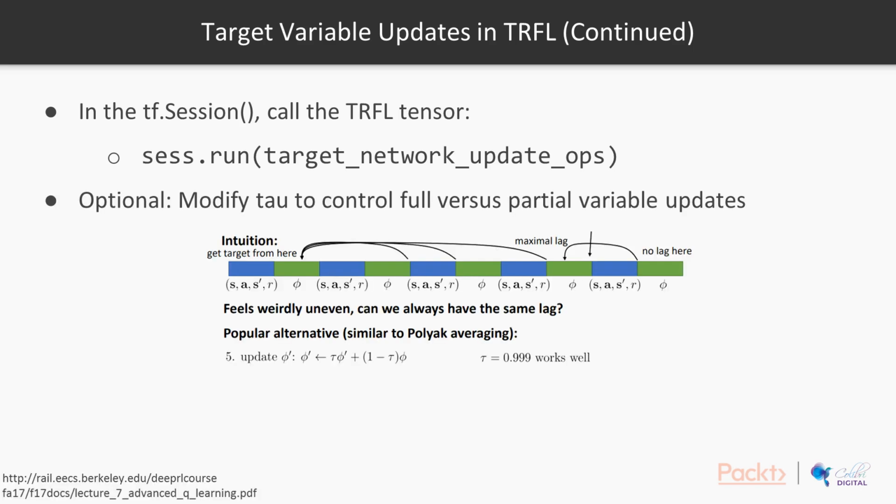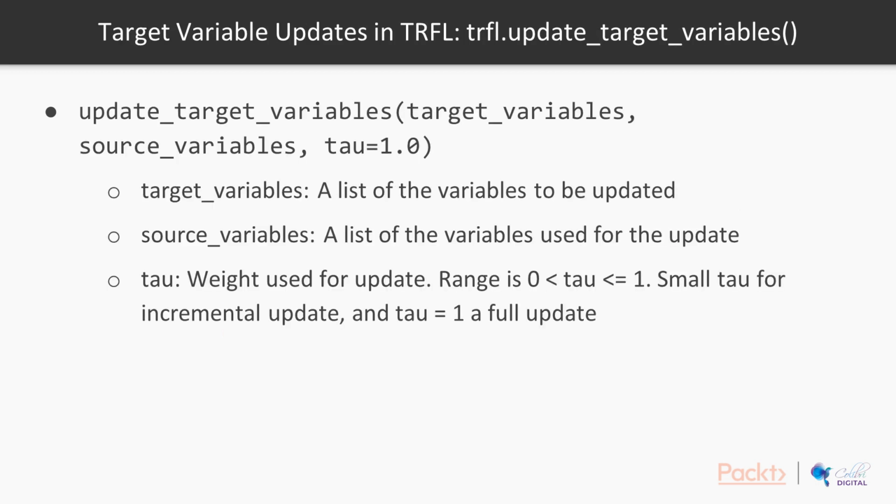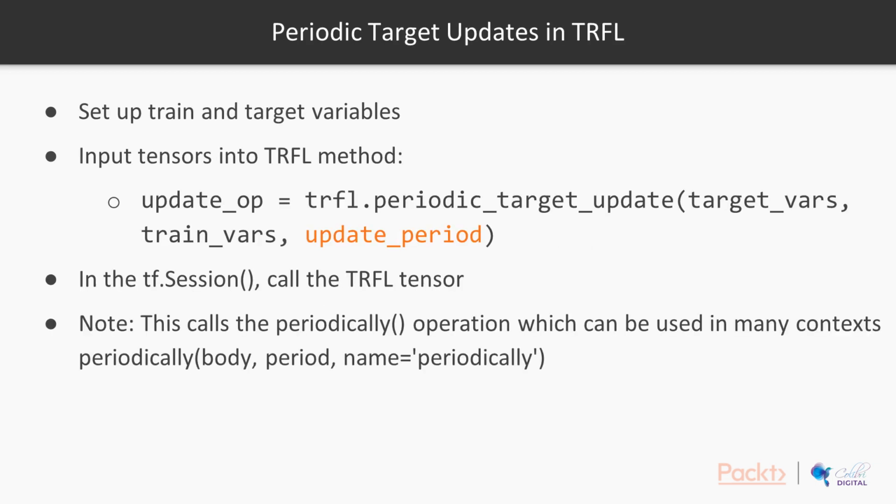The image on this slide shows a full target network update with the alternating blue and green blocks. Below that is the tau formula, which controls the degree to which the variables update. We input the target variables and source variables into the TRFL.UpdateTargetVariables function. The source variables replace the target variables based on the tau argument. Note that while we use this function for target network updating, the function can be applied generally to any two sets of TensorFlow variables. The function TRFL.PeriodicTargetUpdate controls how frequently we update the variables.